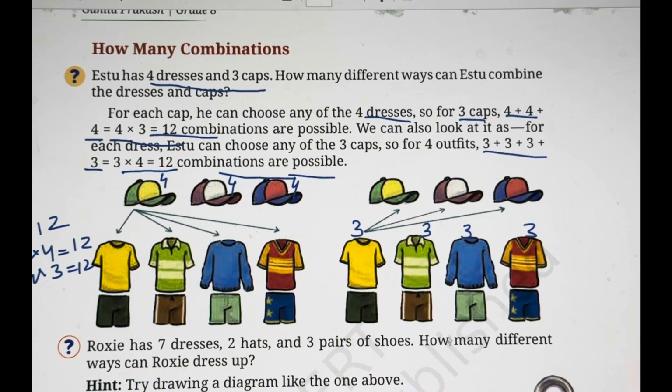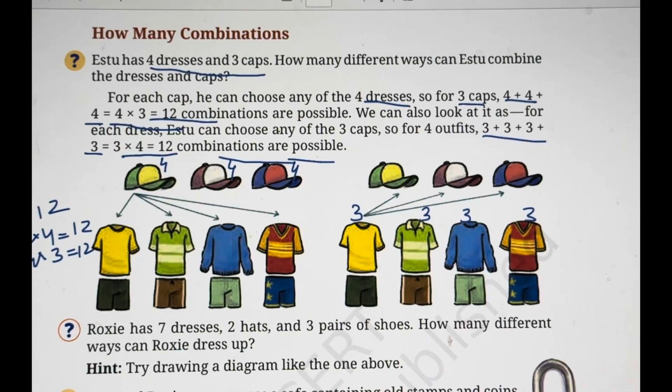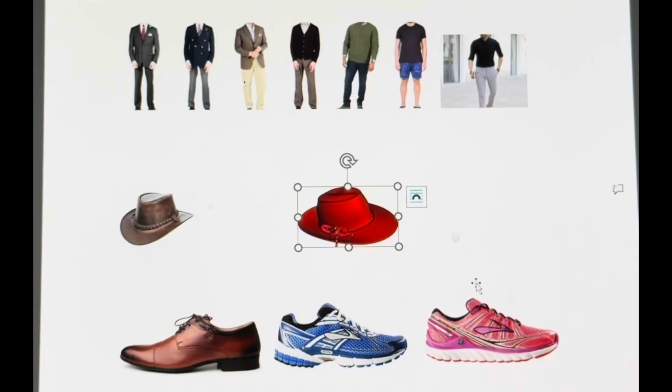Okay, so now they have given us a hint that we should try to draw a diagram like this because it would be better to understand. So let us see with the help of pictures. Let us try to understand with the help of a diagram. So first let us assume that Roxy has chosen this dress, this particular dress.